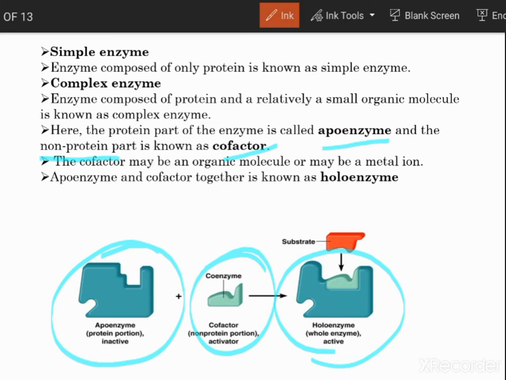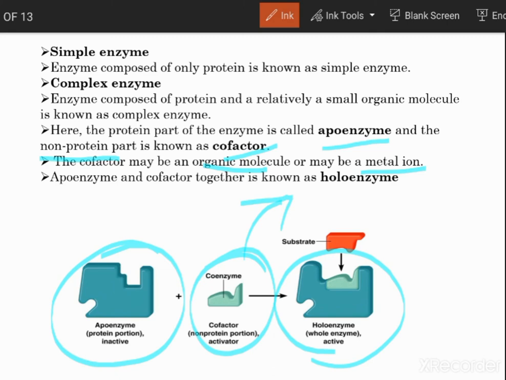The cofactor can be an organic molecule, or it can be a metal ion. So this is very important. Let me explain it again. The structure of the enzyme.